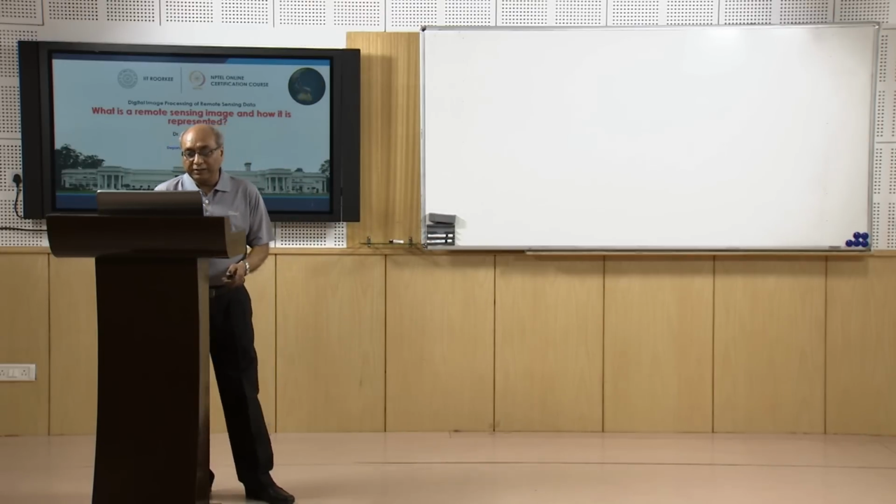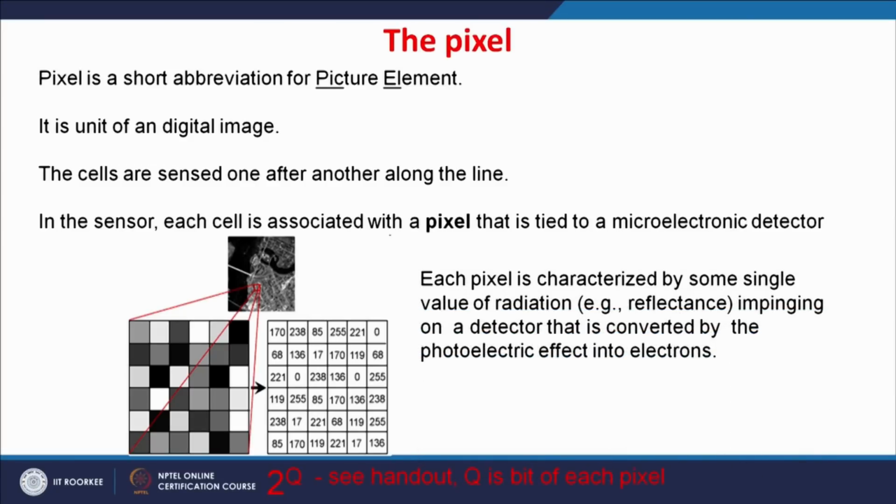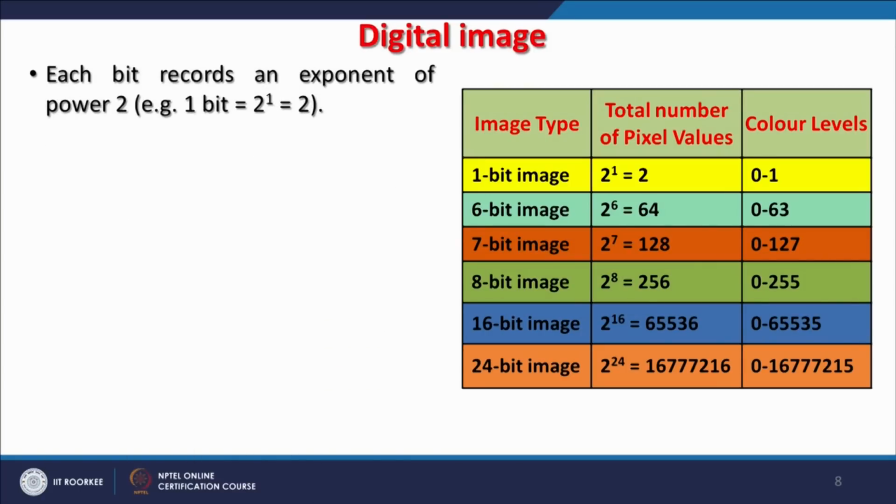So in the sensor, each cell is associated with a pixel that is tied to a microelectronic detector, and each pixel is characterized by some single value of radiation, maybe reflection or maybe emission, depending on the type of sensor. I am taking one example here, a 1-bit image, which we also call a binary image. The total number of pixel values we can have is 2, either 1 or 0, so the values vary between 0 and 1.